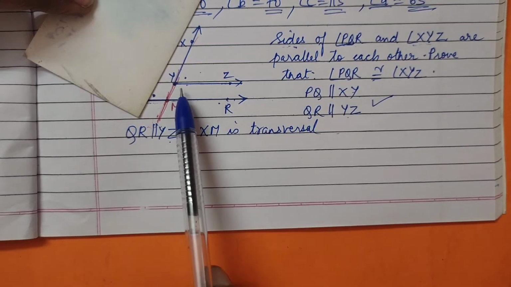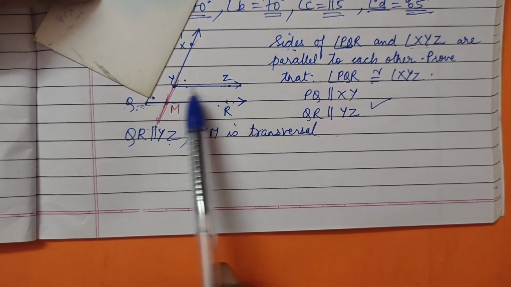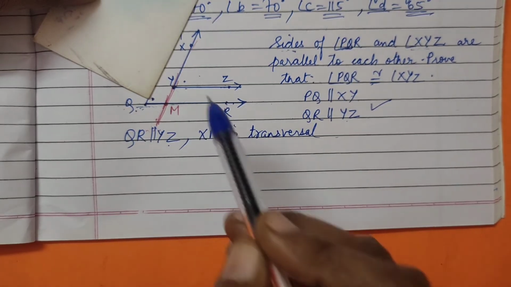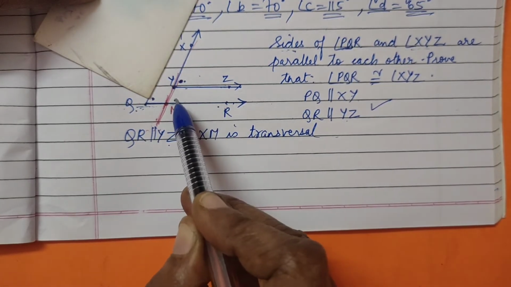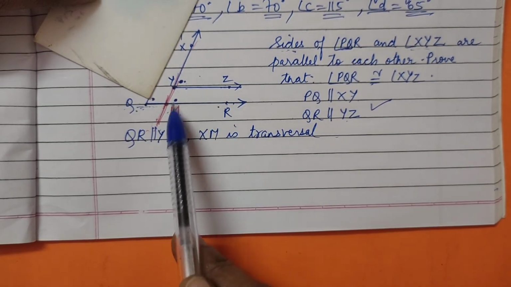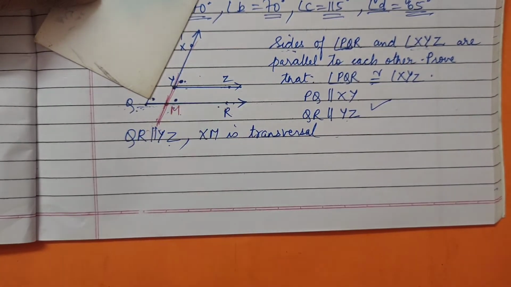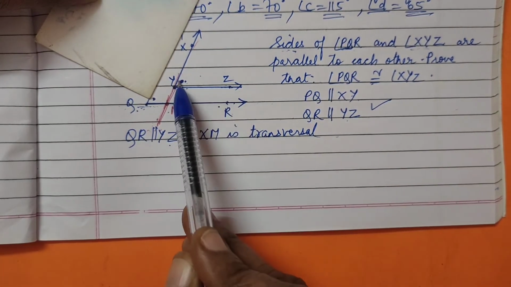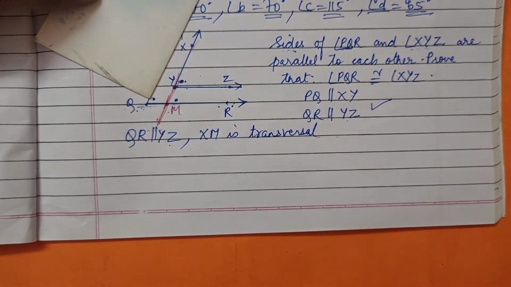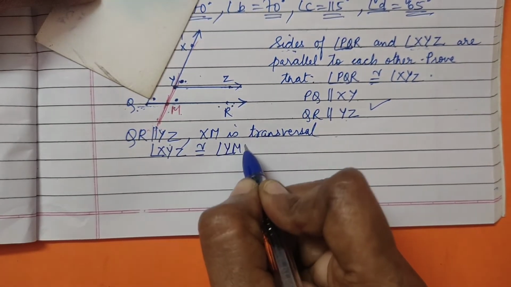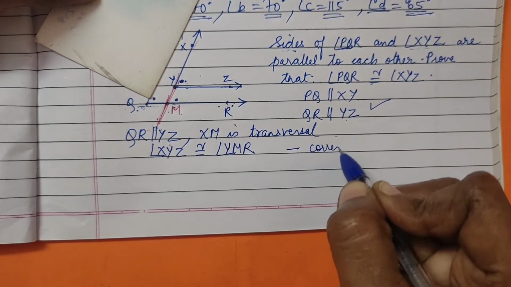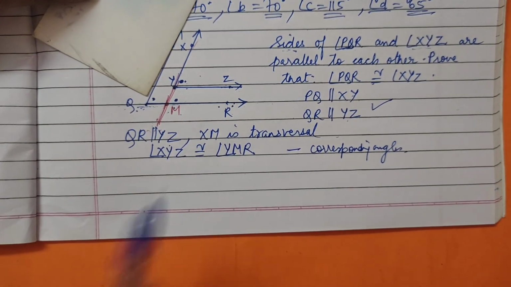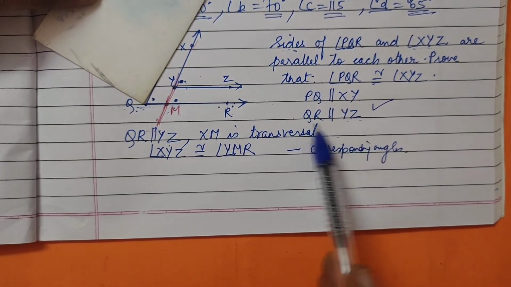QR is parallel to YZ and XM is the transversal we have written. Now if you see this angle and this angle, what can you say? They are corresponding angles, because the lines are parallel, so corresponding angles are congruent. So I write angle XYZ is congruent to angle YMR because of corresponding angles. Now we have completed QR parallel to YZ.